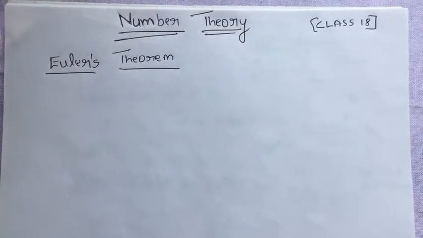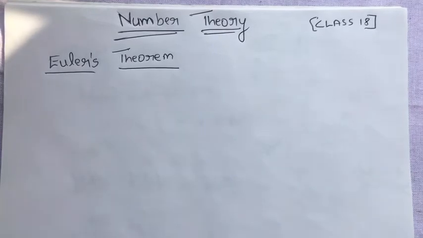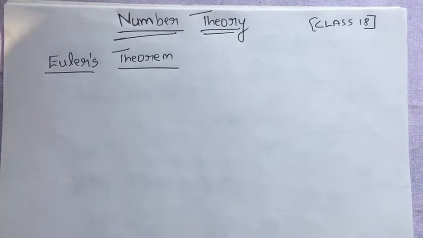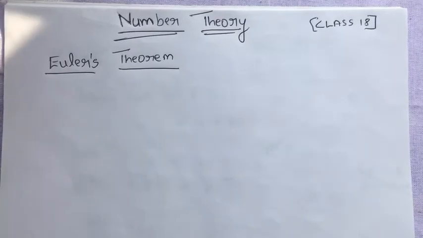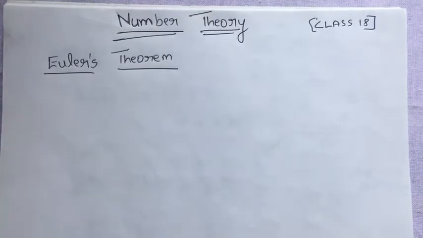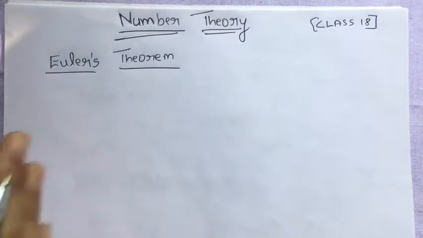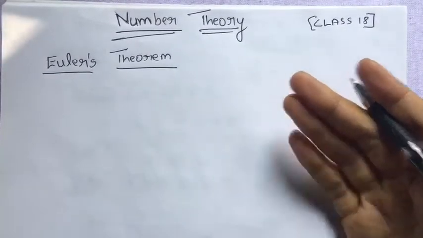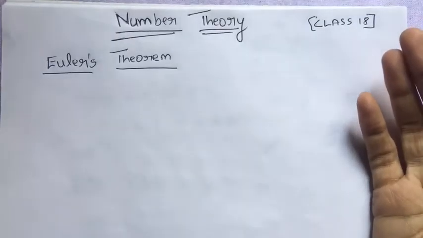Today's class, let us learn Euler's theorem. We know that Euler gave a first published proof of Fermat's theorem. It was somewhere around 1736, but sometime later in 1760, he succeeded in generalizing Fermat's theorem from the case of a prime number to an arbitrary positive integer n.